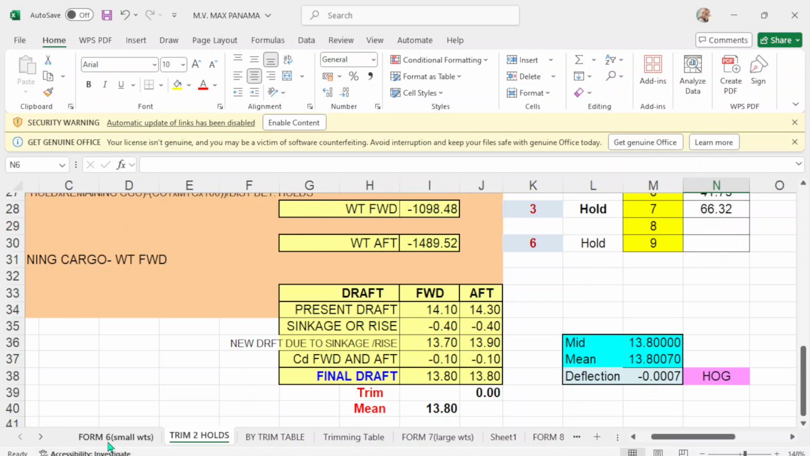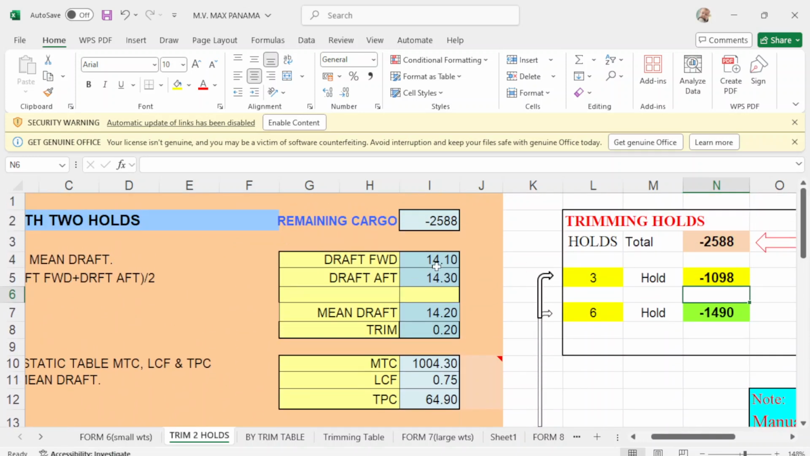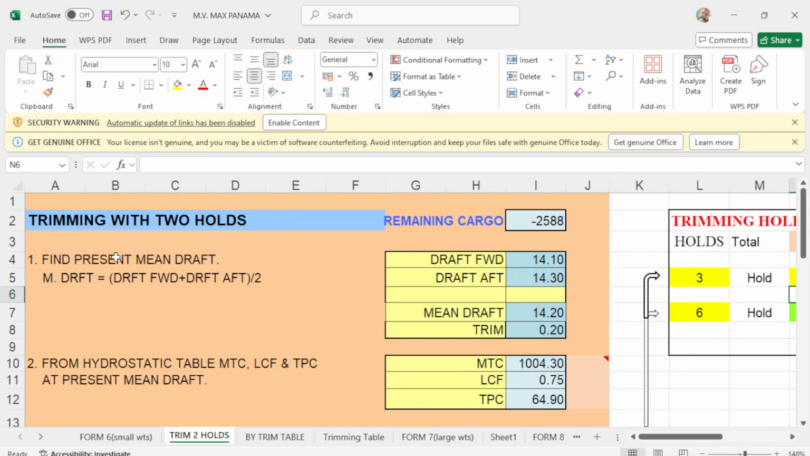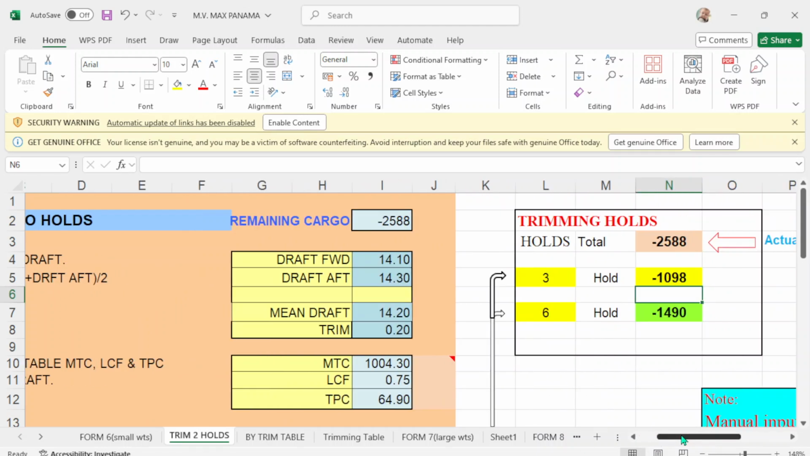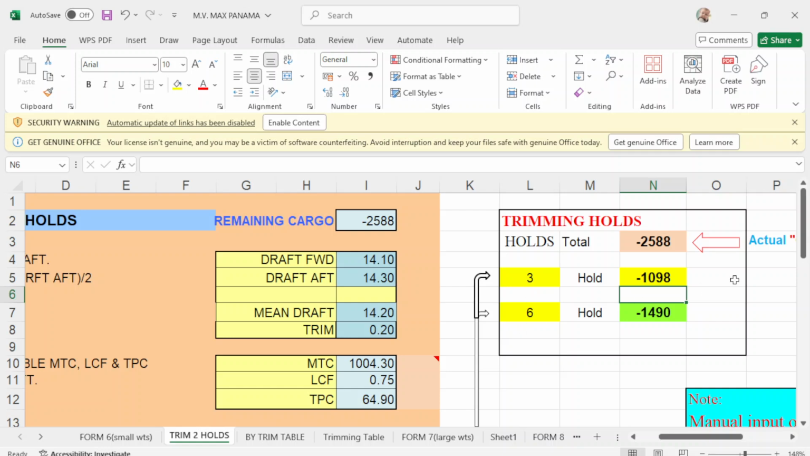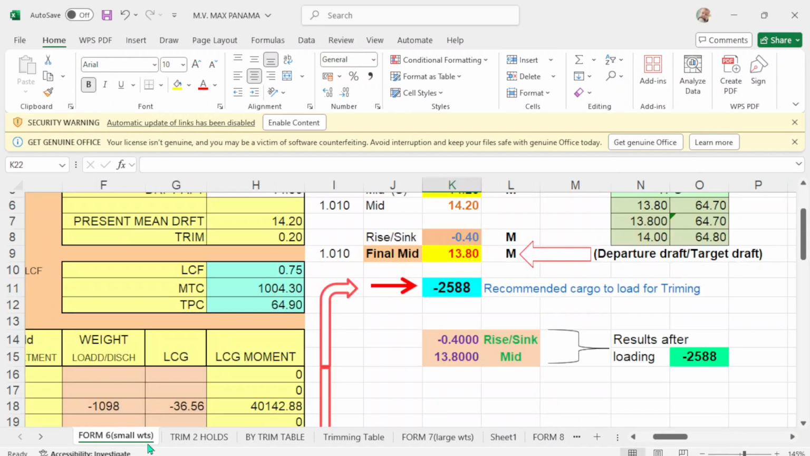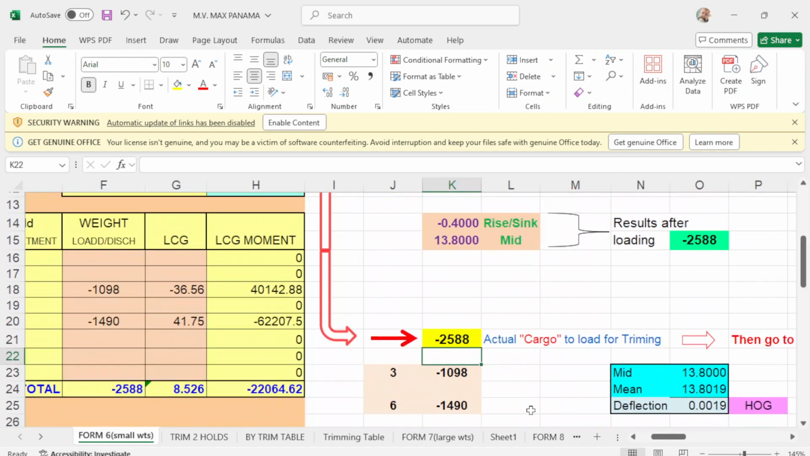Then we go to take note of trimming 2 holes, guys, or trim 2 holes. Take note of what are we going to discharge in hole number 3 and hole number 6. So number 3 is negative 1098, 6 is 1490. So we go to form 6 and scroll down a little bit, and you will see here number 3 is negative 10.98, 6 is 1490, which is this one.